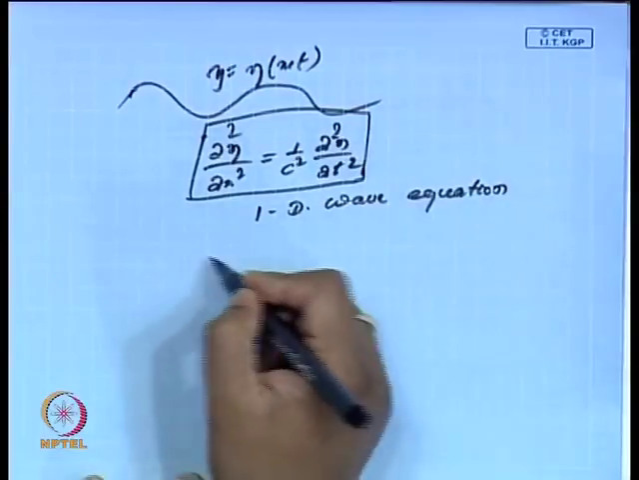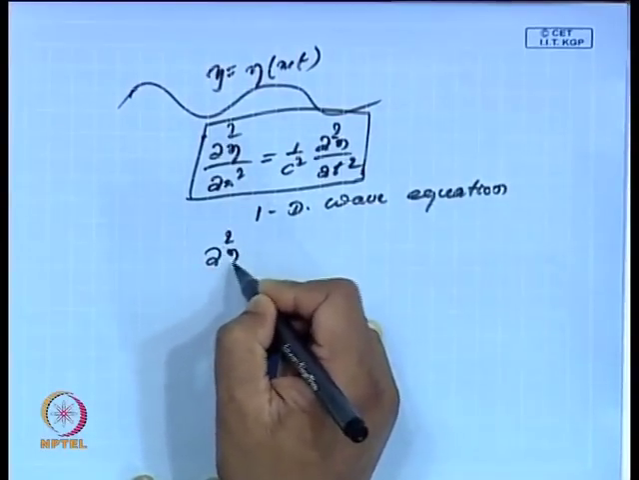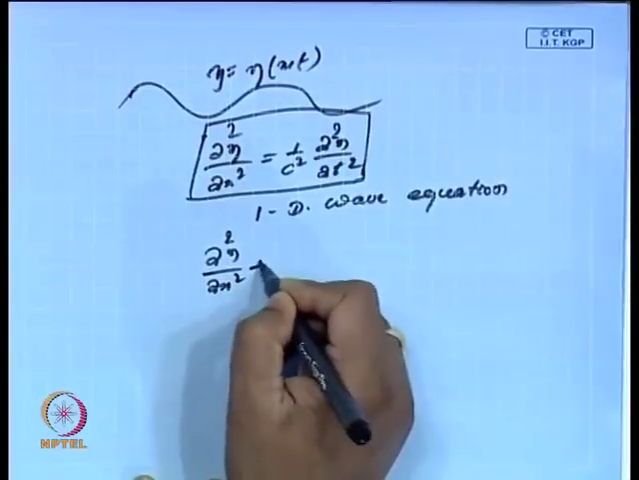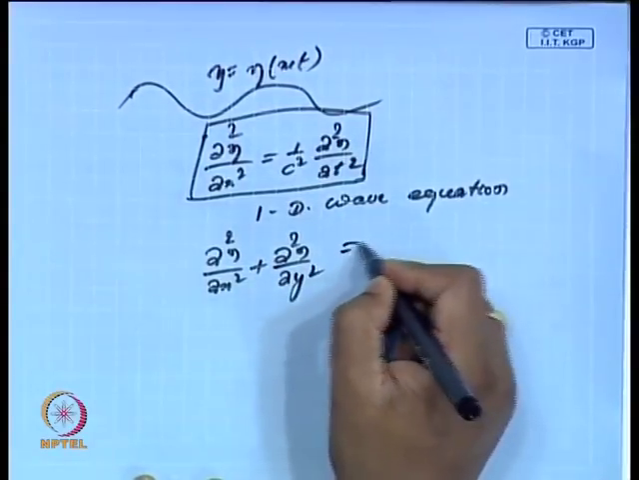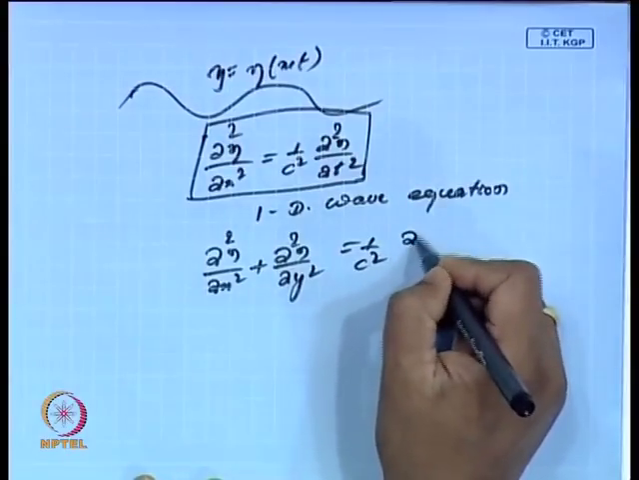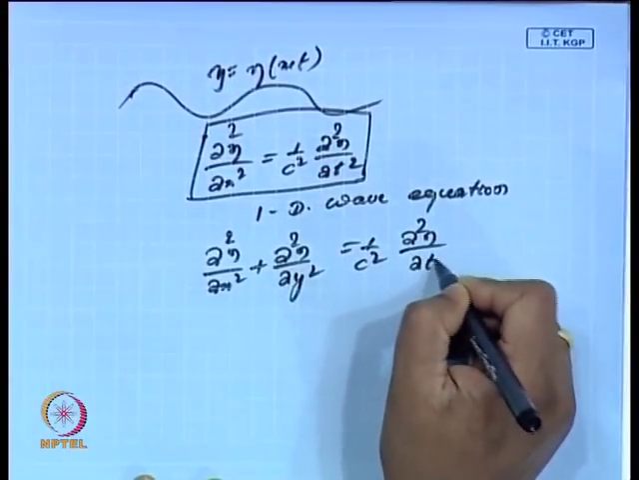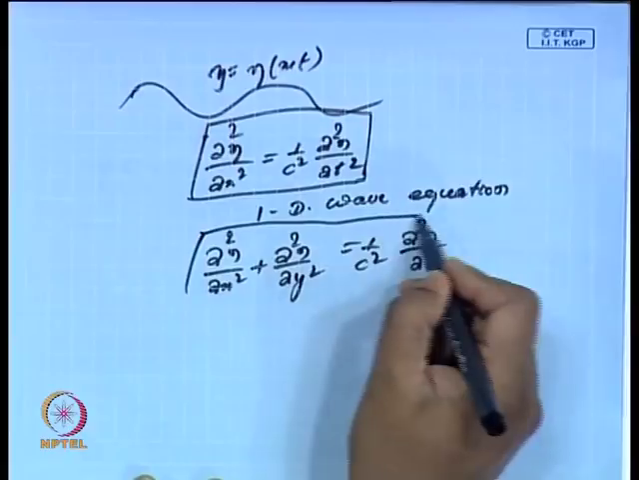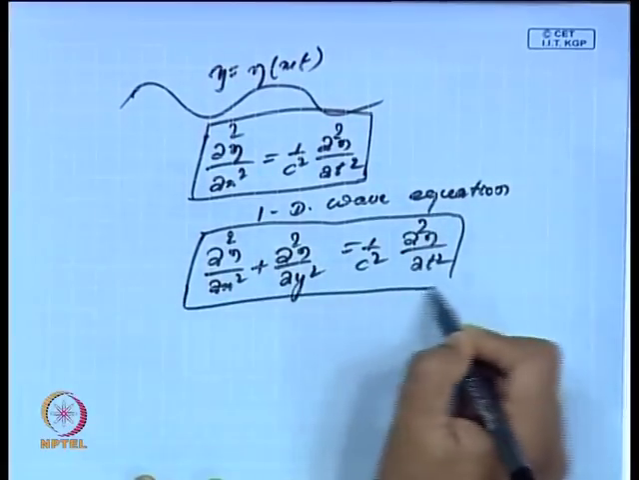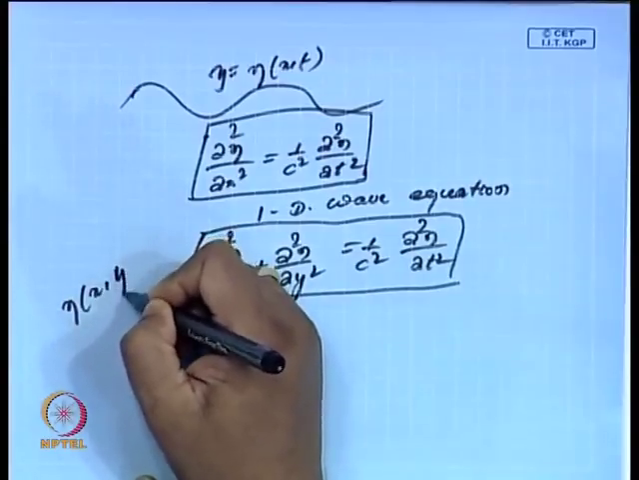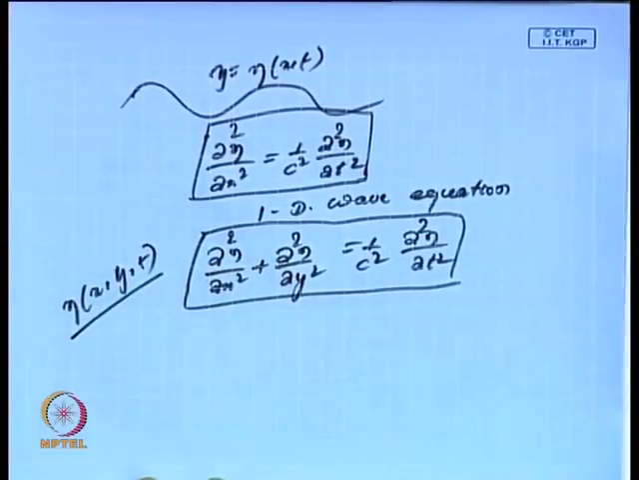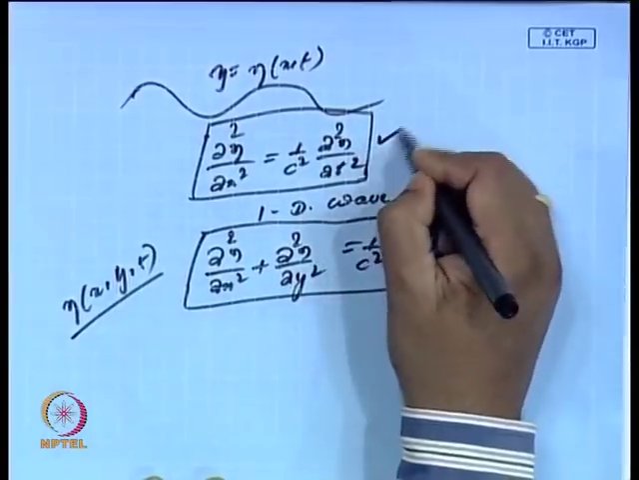Similarly, in the case of the two dimensional wave equation, we have del square eta by del x square plus del square eta by del y square equals 1 by c square del square eta by del t square. In this case, I consider my surface eta to be a function of x, y and t. Now, if you look at the general solution, let us take the simplest one.